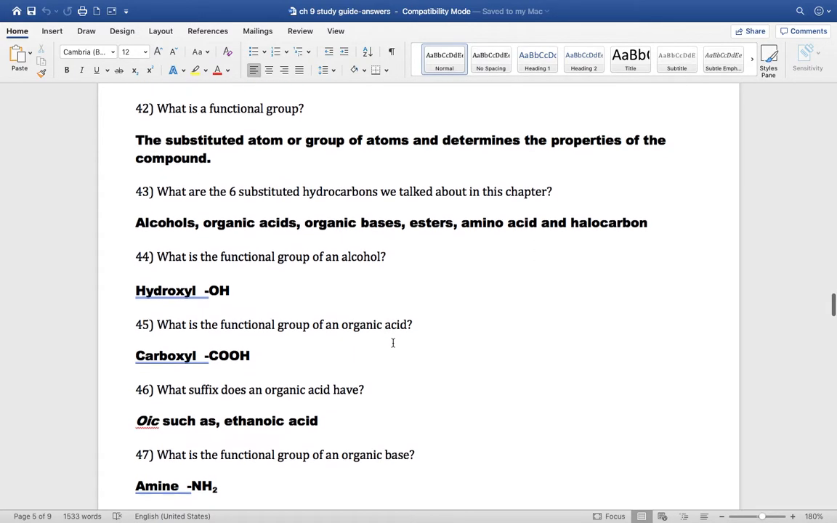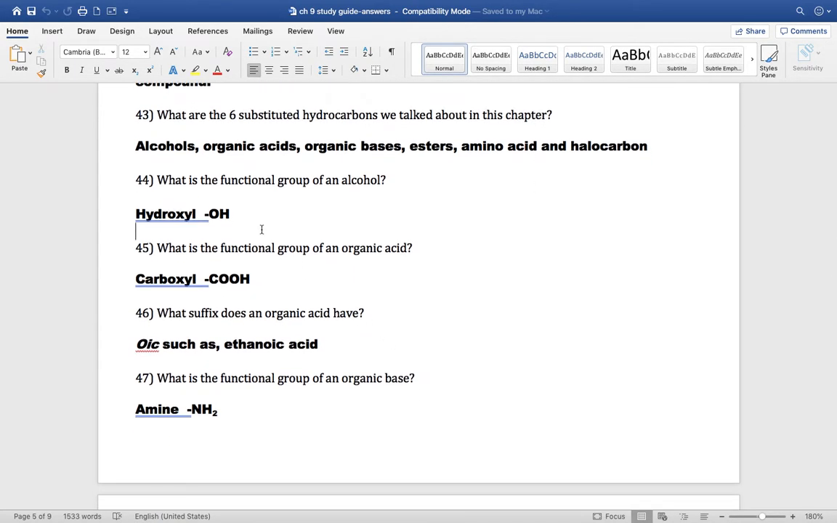So what's the functional group of an alcohol? The functional group of an alcohol is going to be hydroxyl, or the OH. So an alcohol is a substituted hydrocarbon, and the hydroxyl is the functional group. The functional group of an organic acid is carboxyl, which is the group COOH.